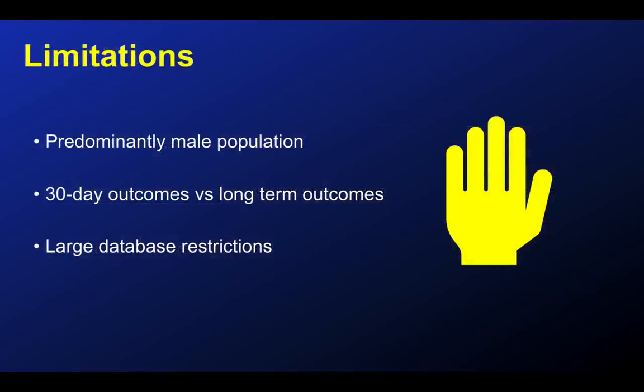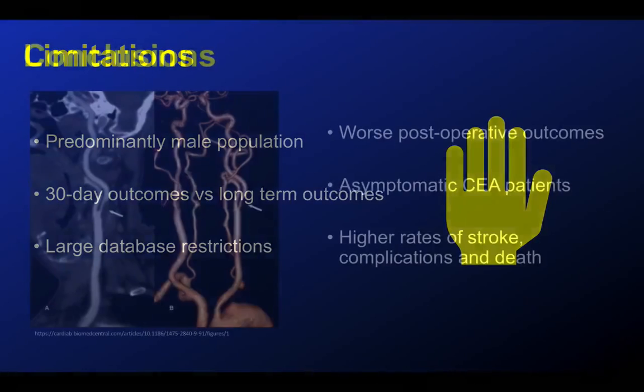The limitations of our study include that the patient population was largely male. We were only able to examine 30-day outcomes versus more long-term outcomes, and details about complications are limited when using a large database such as the VASQIP.